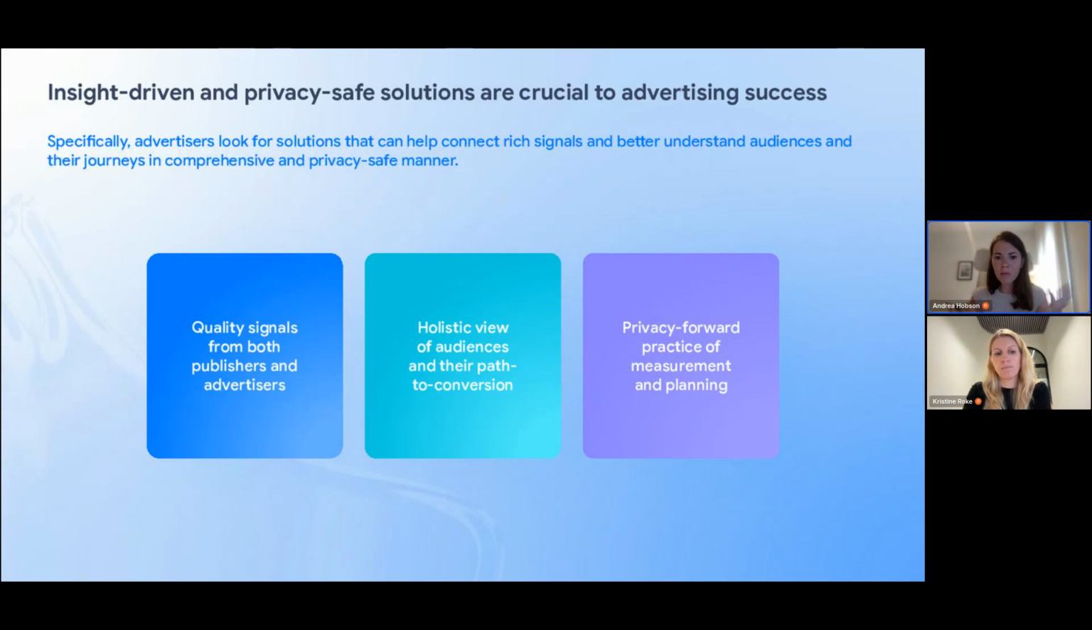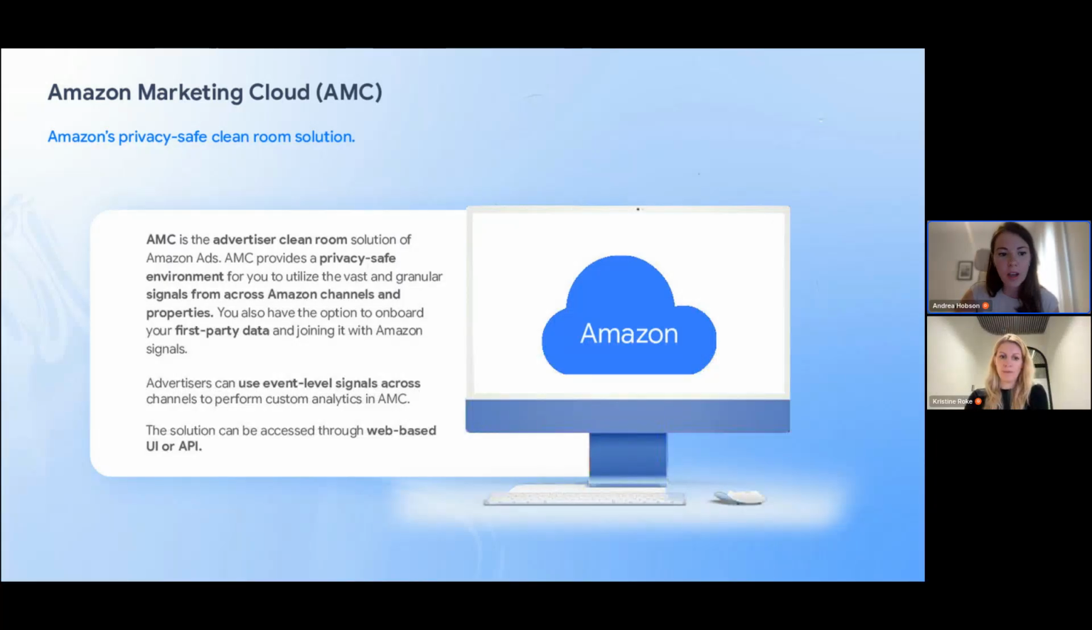So by combining all of this, the quality signals, the holistic insights, the privacy forward practices, solutions like Amazon Marketing Cloud are critical to advertisers, because it provides that clean, privacy safe environment to unify your data and understand the full customer journey and actually turn those insights into actions, as we were mentioning before. So now that we've given a bit of context, let's dive into Amazon Marketing Cloud.